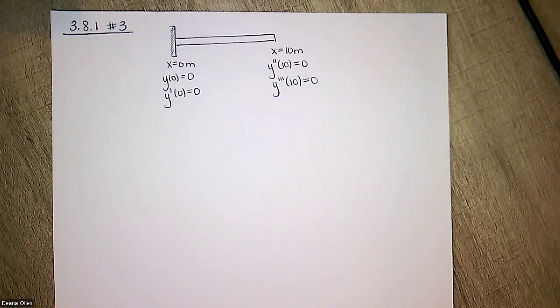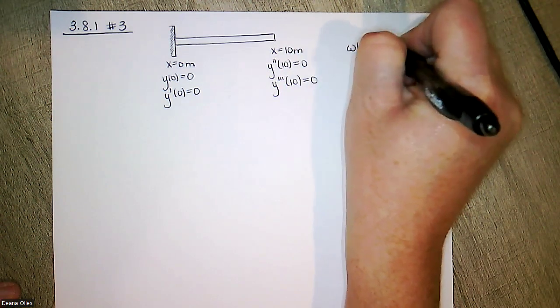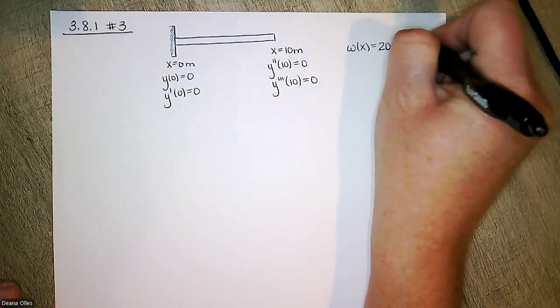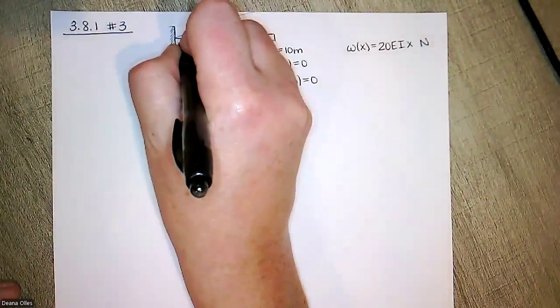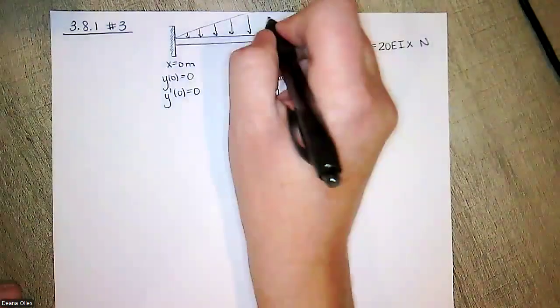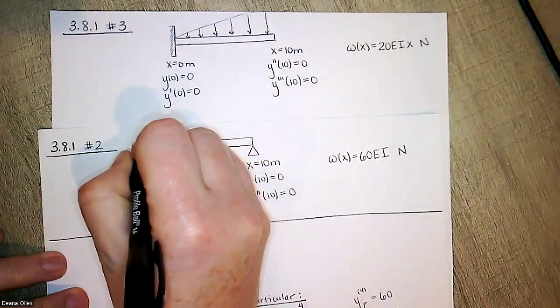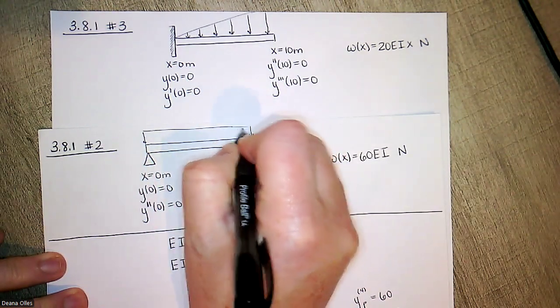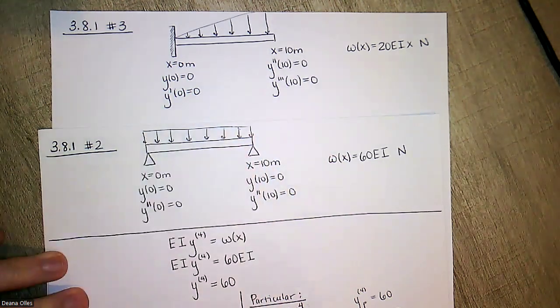It has a load distribution of omega of x equals 20 EIx, and that's in newtons. So that would be something that looks kind of like this, right? It's a linearly distributed load with a positive slope, right? Something like that. I went off the paper, but you get the idea. Whereas on the previous example, it was a constant uniformly distributed load. So it would be distributed horizontally across the beam.